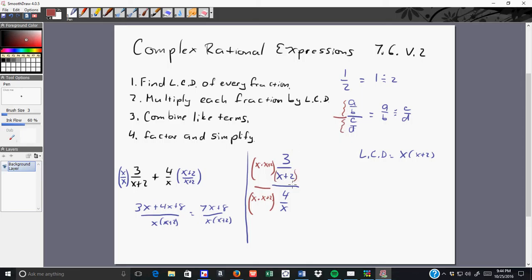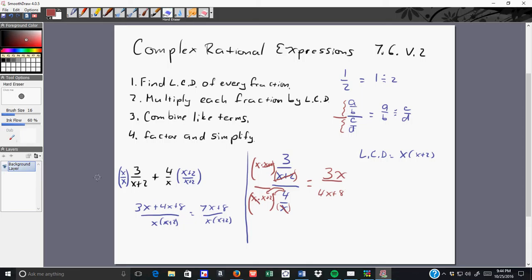But the nice thing is this. How many times does x plus 2 go into x times x plus 2? Well, the x plus 2 and the x plus 2 simplify to 1, and I'm left with just 3x. Technically, it's 3x over 1, but I'm just going to write 3x. And here, my x cancels with that, and then I distribute 4 times x and 4 times 2. I get 4x plus 8. And that's it. That's all you have to do.